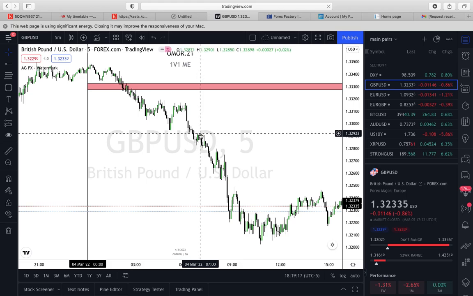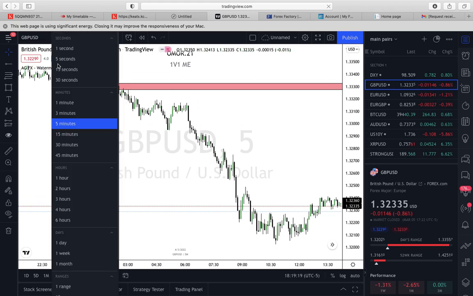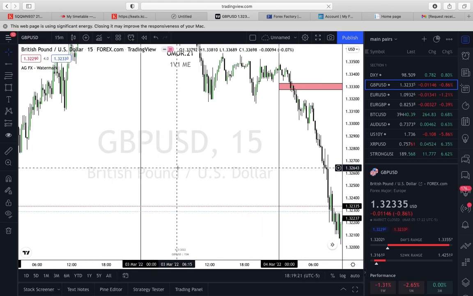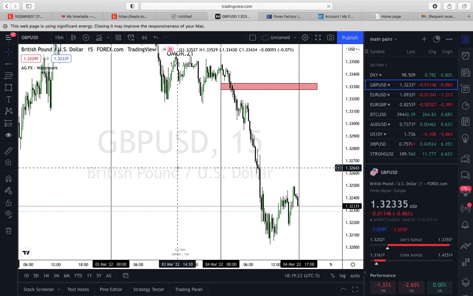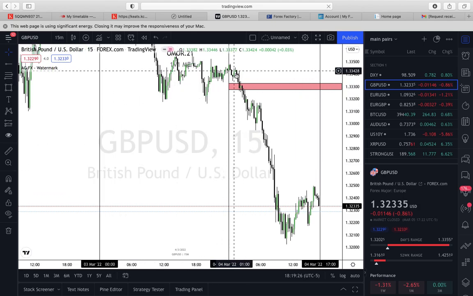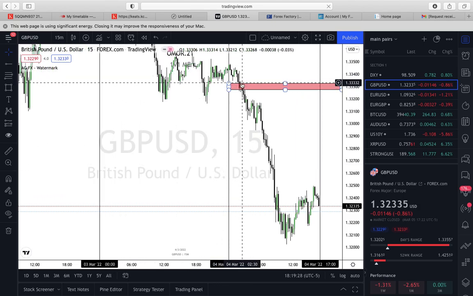I think I was short here. Yeah, it was here, because this was a sell model, right? Yeah, it was a sell model here. Broke this low, I got short in here, around this one right here. On this green candle, I got short.